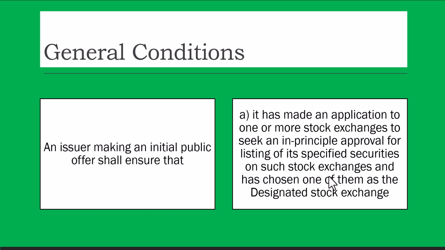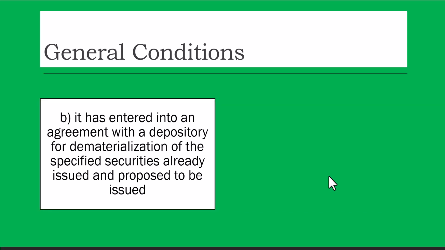So it has made an application to one or more stock exchanges to seek an in-principle approval for listing of its specified securities. That means where it is going to list its shares. So it has to choose that stock exchange and then choose one as the designated stock exchange. Okay, then read further.